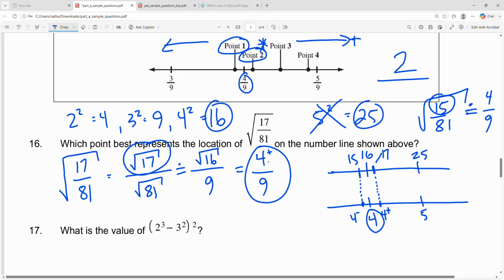But we had 17, which is a little bit bigger than 16. So our number is a little bit bigger than 4. So we're to the right of 4/9. All right, so there we have it. Question number 16 done.